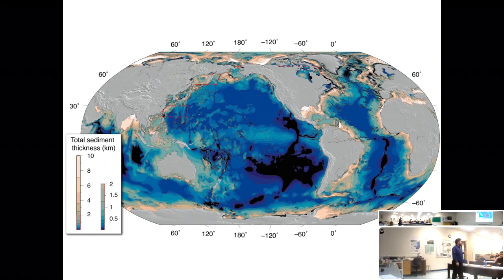So these are ridges. And guess what? The ridges, that's newborn baby crust, right? So it hasn't had time to build up sediment. So that's why there's not much sediment there. The parts of the pelagic environments that have a lot of sediment, it's old crust, and it's had maybe 180 million years to build up the sediment on top of it. Does that make sense to everybody?